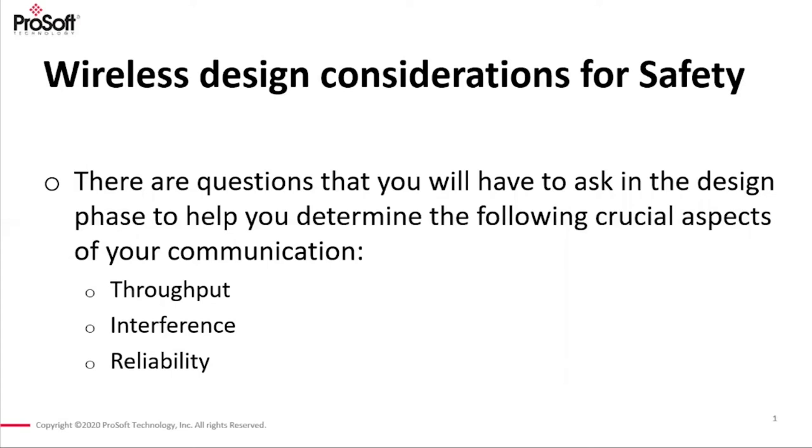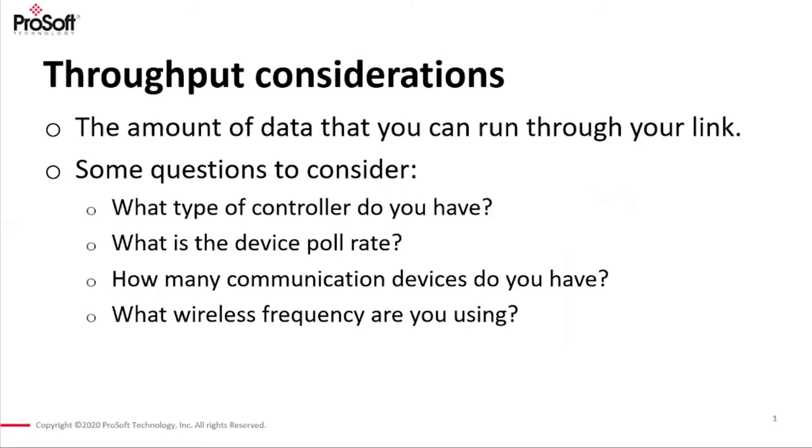And we ask a couple of questions in the field to help us understand the system pertaining to throughput, interference, and reliability. While these three are not the only considerations of a wireless system, they're probably the most crucial. Let's start with throughput. When we're talking about throughput, we're talking about the actual amount of data that you can send over your link, which is fundamentally different from bandwidth, which I'll explain if I have a minute at the end of this presentation.